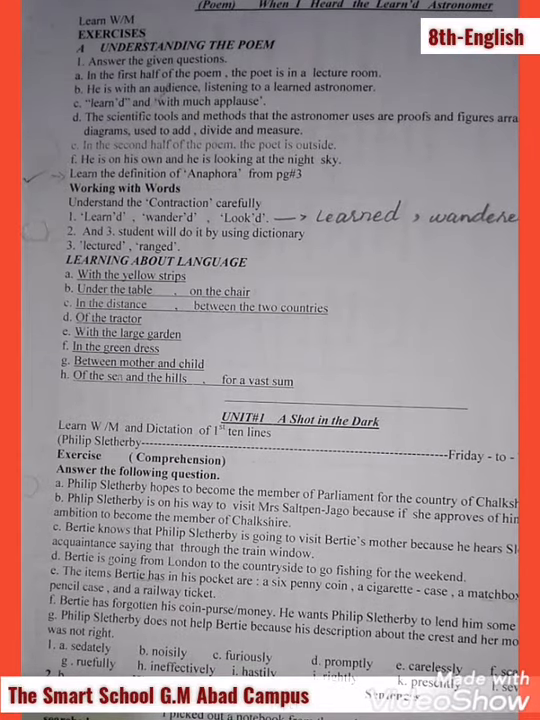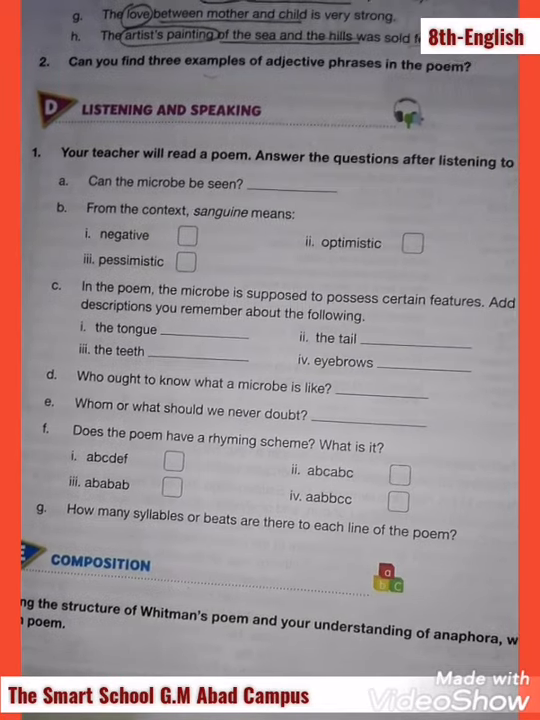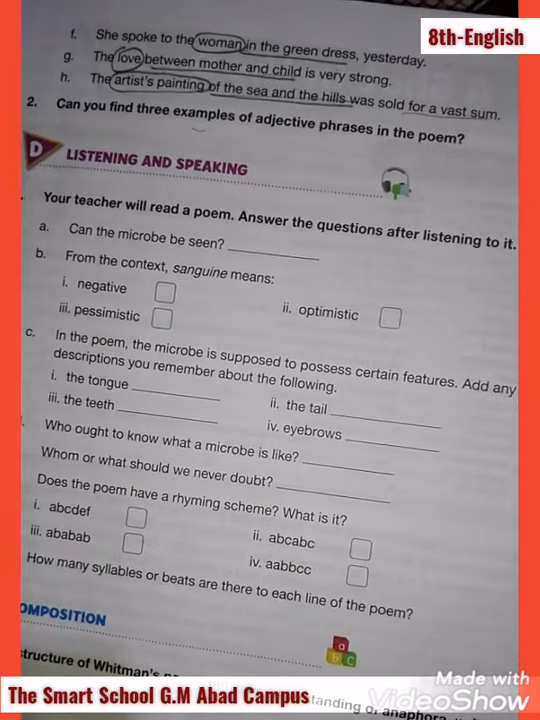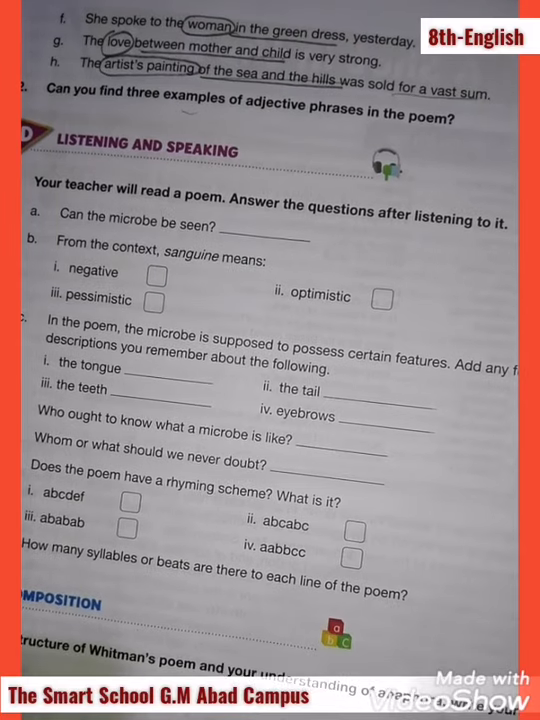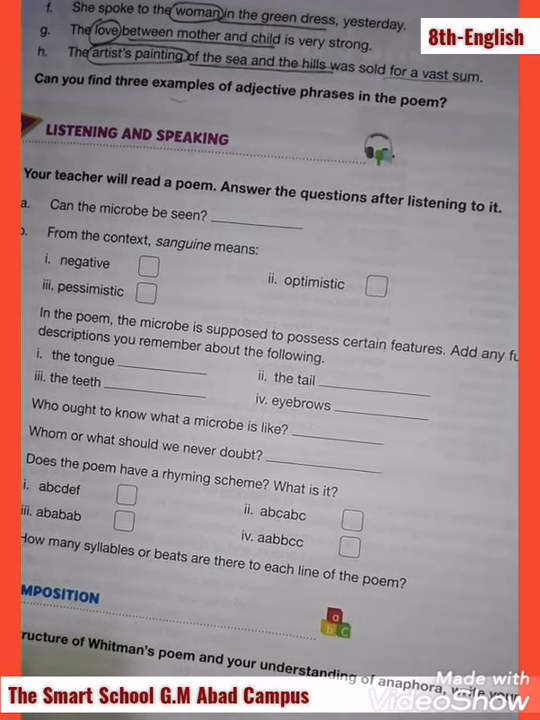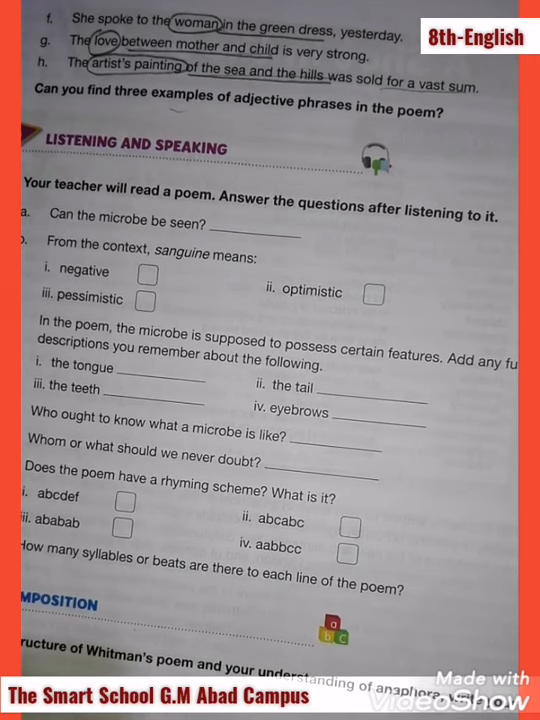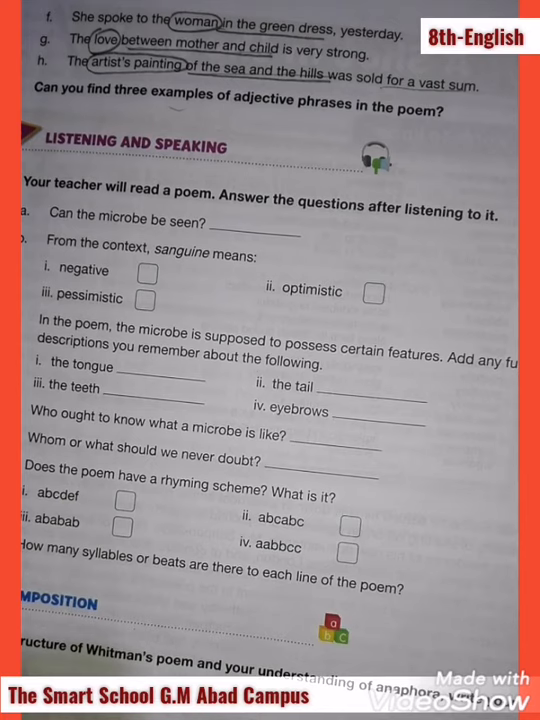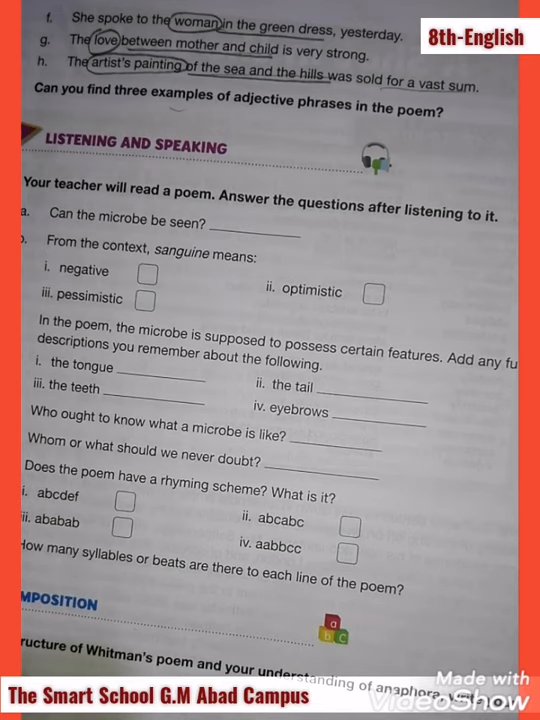Here you also can see the next examples. So the next part: She spoke to the woman in the green dress yesterday. Whom she spoke? She spoke to a woman. Woman is a noun. Which woman? In the green dress is the adjective phrase of the woman. The love between mother and child is very strong. Love is a noun. Where is love? Love is between mother and child.